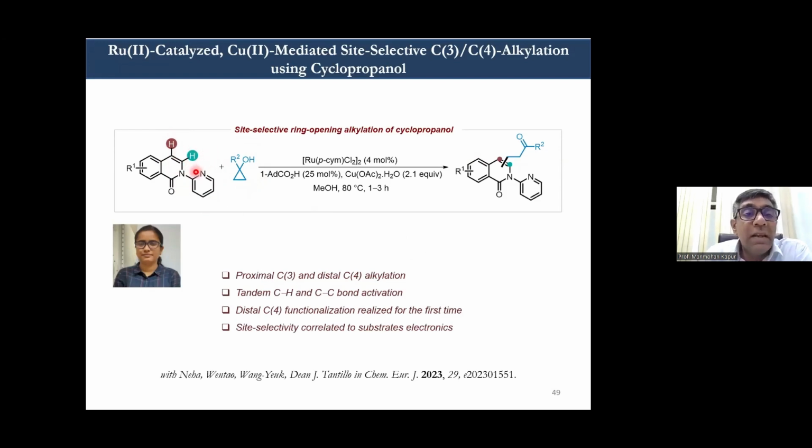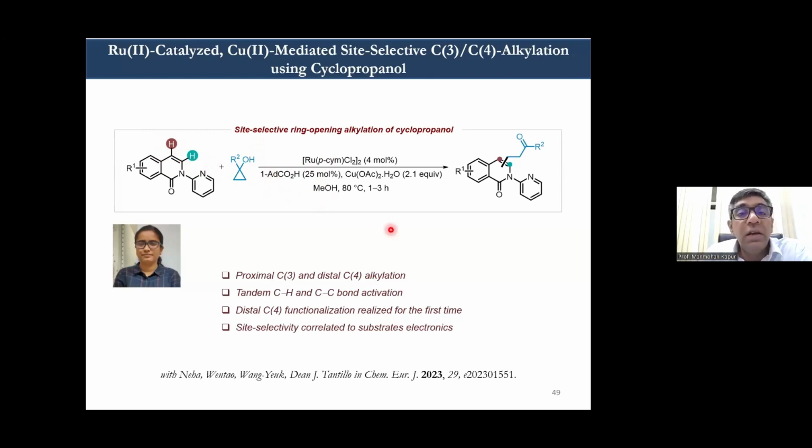So when we used rhodium catalysis, we got exclusively the functionalization at the C3 position. When we used ruthenium catalysis, surprisingly, depending on the electronics of the cyclopropanol, we achieved either the C3 functionalization or the C4 functionalization. In the case of electron-rich cyclopropanols, we observed C4 functionalization under ruthenium catalysis, whereas when these are electron deficient, we obtained the C3 as the major product. Whereas, like I said, with rhodium catalysis, we got exclusively the C3 functionalization.